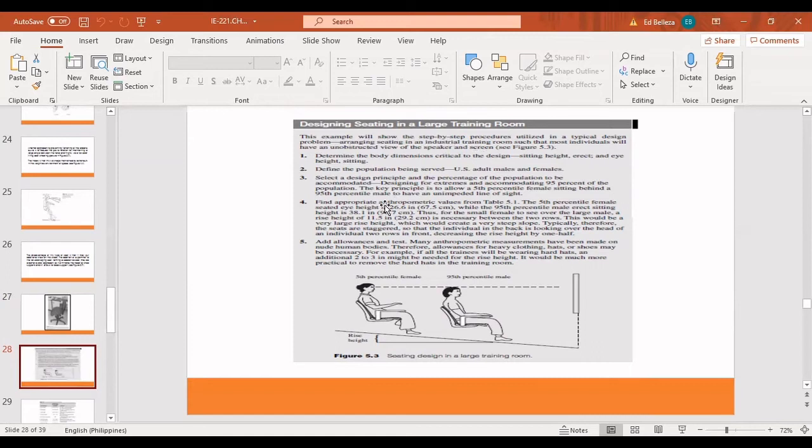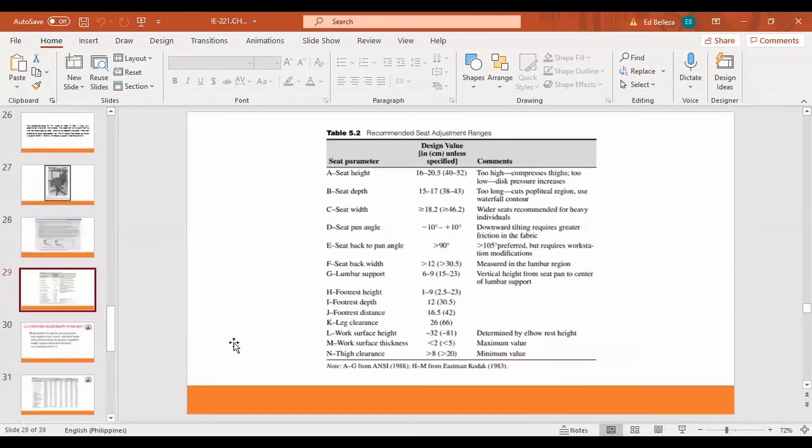So, US adult males and females; it depends on the population that you have chosen. Next would be number three, select a design principle and the percentage of the population to be accommodated. Number four would be to find appropriate anthropometric values from Table 5.1. And number five would be to add allowances and test. So this is actually a seating design in a large training room. And now let's have the next one here.